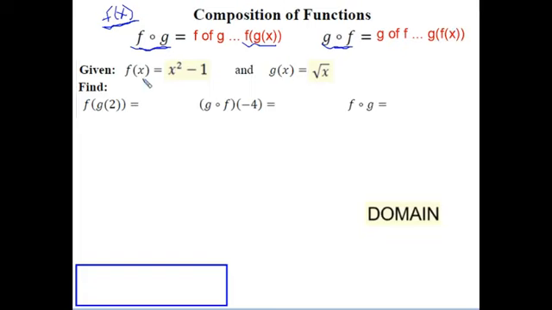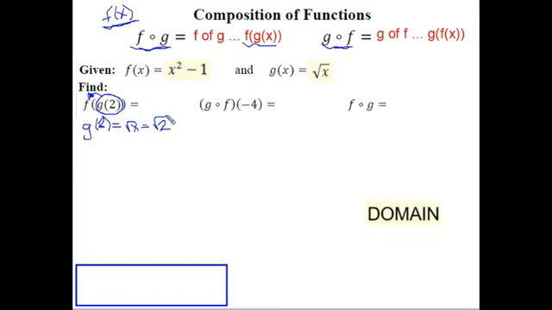So looking at a few examples here, we're going to let our f function be x squared minus 1, and then our g function be the square root of x. If we take a look at this composition function notation, notice how on the inside we have g of 2, and we want to put this value, whatever it is, inside of the f function. So let's first find g of 2, because that might help us out. We go to our g equation, the square root of x, and put in the value of 2 for the x, which would be the square root of 2.